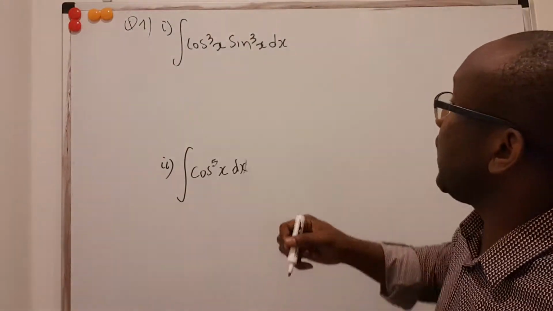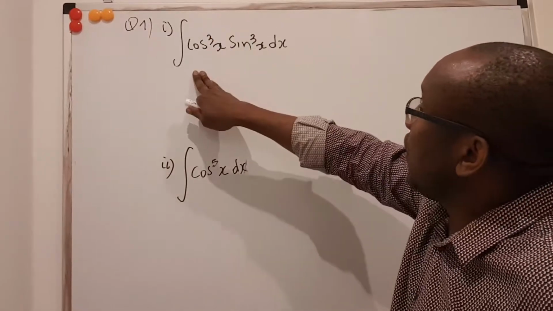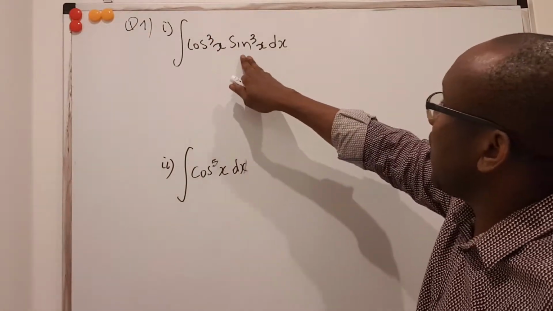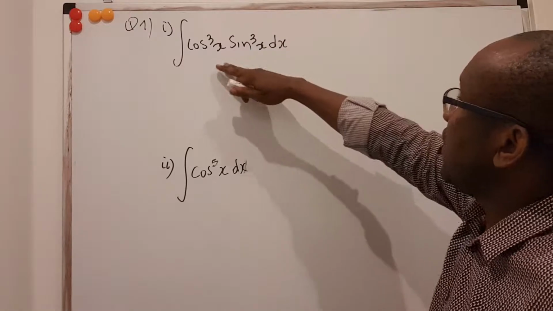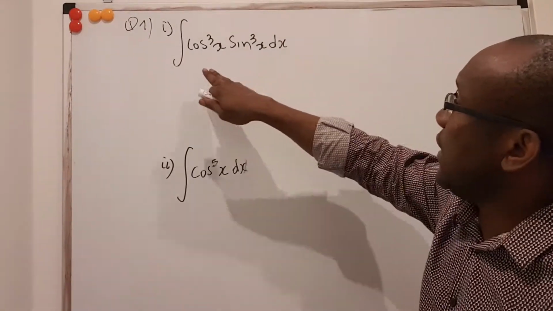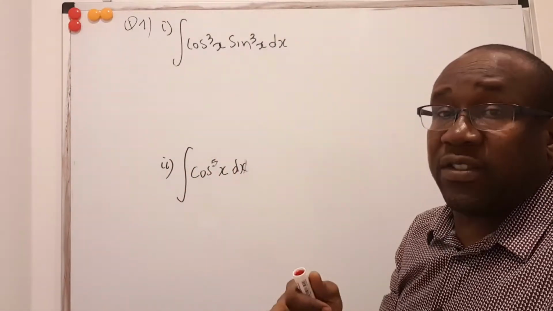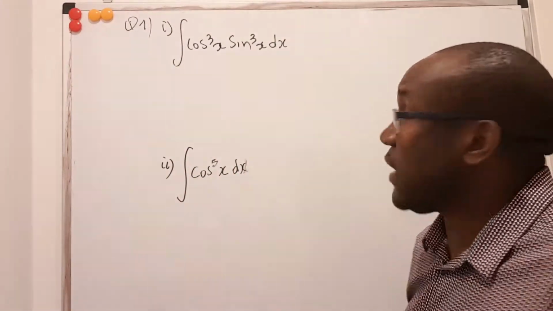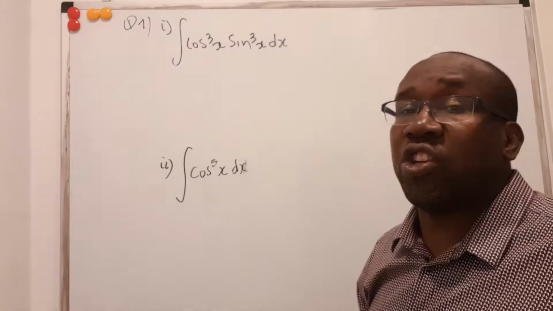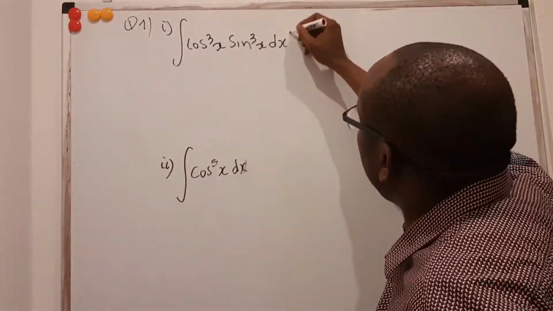One of the things to look at here is the first question: the integral of cos to the power 3 of x sine to the power 3 of x dx. This is a good one in the sense that I have cosine and sine, and the derivative of one is the other, except sometimes with a difference in sign. That means we can use substitution techniques. So how do you go about it?